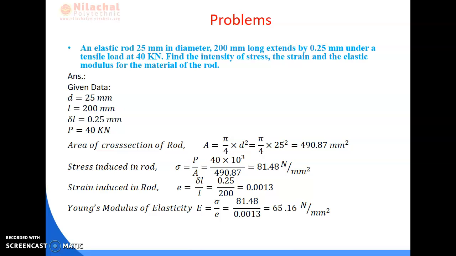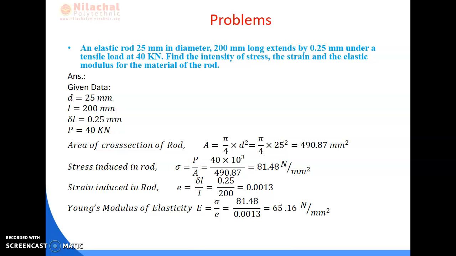Let us go for calculation of stress. For calculation of stress, we have to know the load applied upon the rod and the area of cross-section of the rod. Before that, the area of cross-section of the rod can be found out. If D is the diameter, the area is equal to pi by 4 D square, so that is pi by 4 into 25 square, and it is obtained as 490.87 mm square.